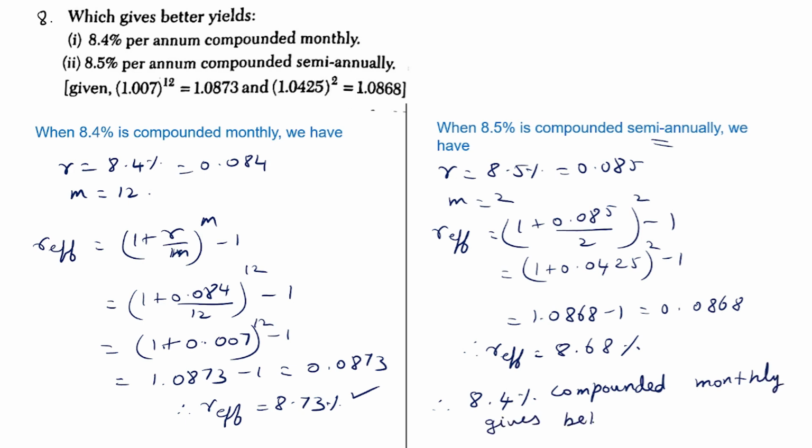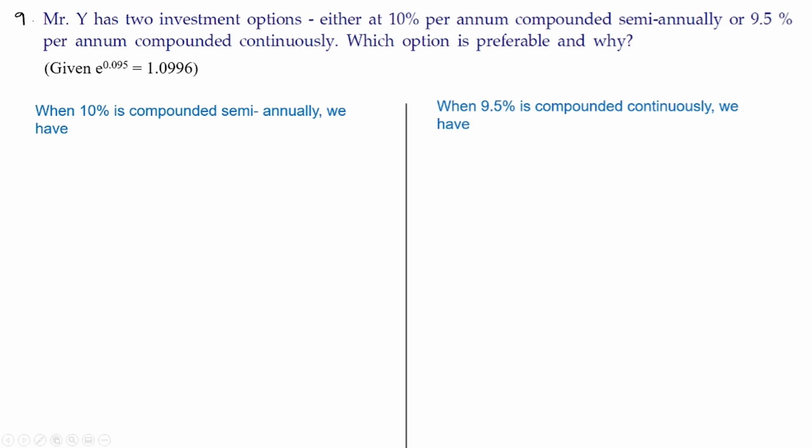Gives better yield. Next question. Mr. Y has two investment options, either 10% per annum compounded semi-annually or 9.5% per annum compounded continuously. Which option is preferable and why?